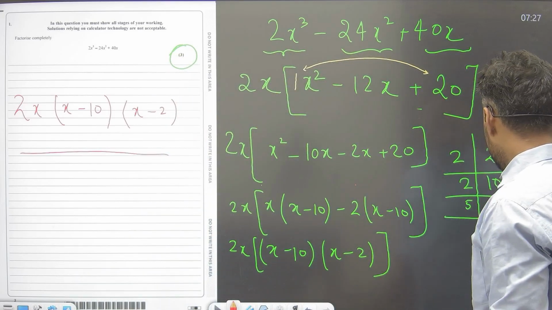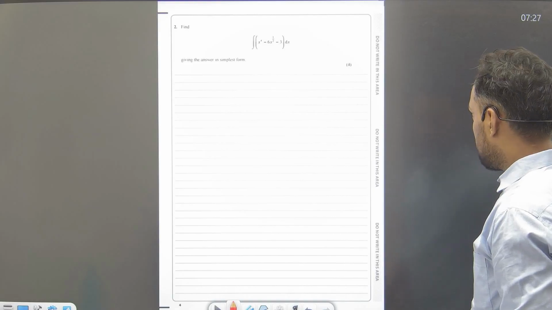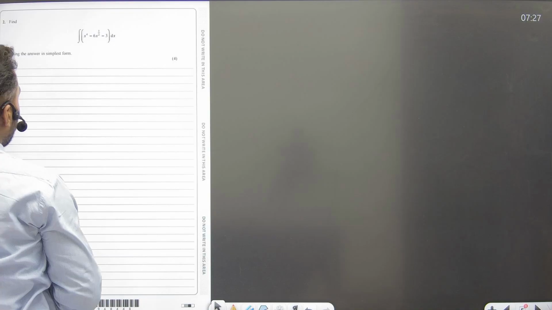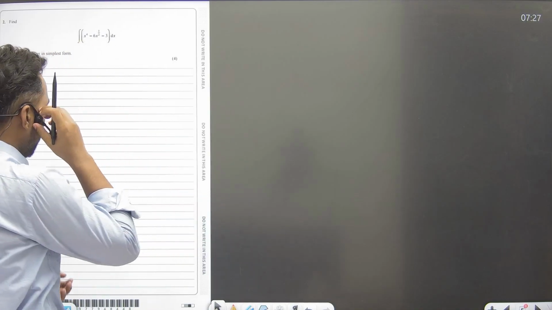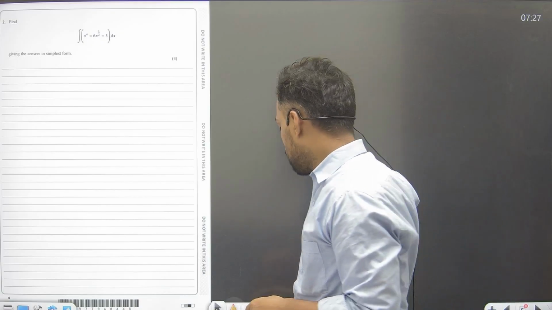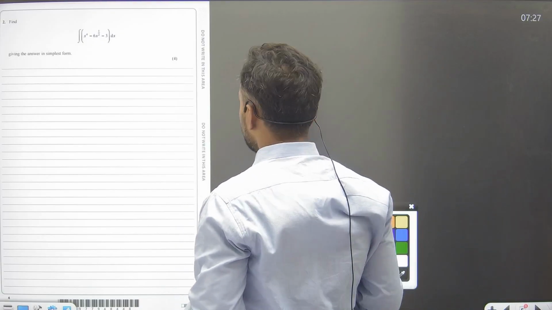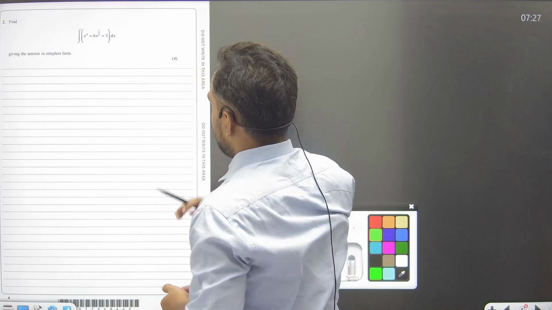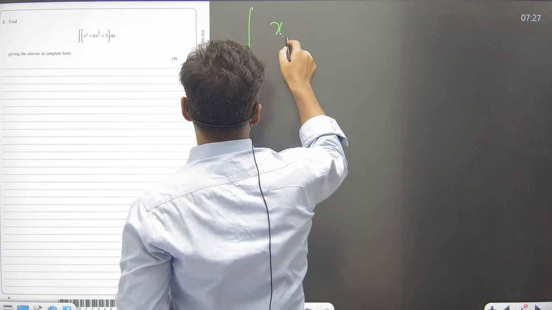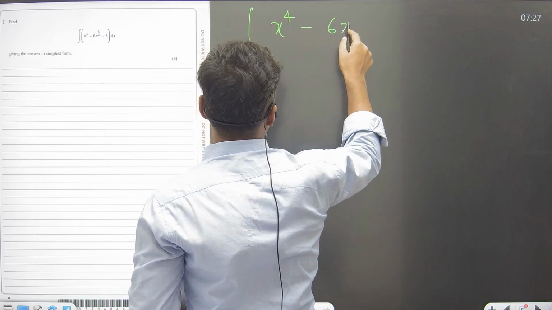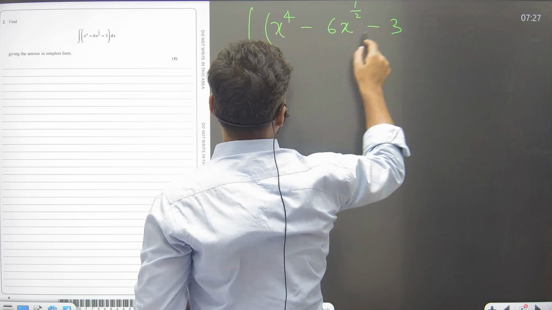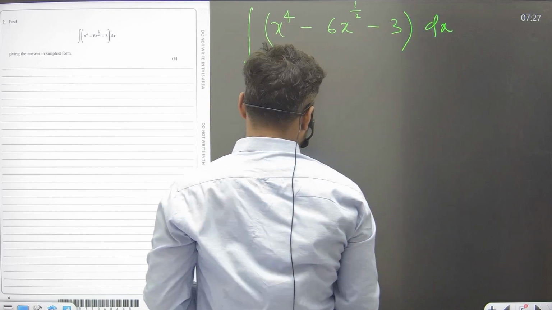Let's move to the next question. We have to find the integration of a particular expression: the integral of x^4 - 6x^(1/2) - 3. First I will write the question: x^4 - 6x^(1/2) - 3 dx. Don't forget to mention the dx.